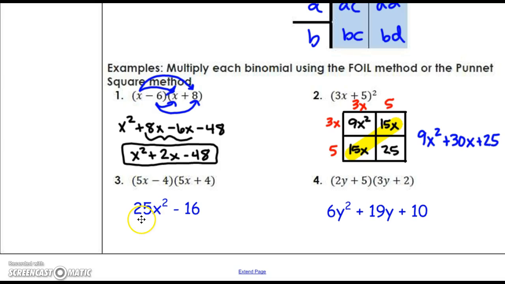All right, number 3 should be 25x squared minus 16, and number 4 should be 6y squared plus 19y plus 10. If you have questions on that, at the bottom when you go to write a quick little summary here, or if you have any questions, there's the time to write that question out, so you make sure to ask that in class. And I will see you tomorrow.